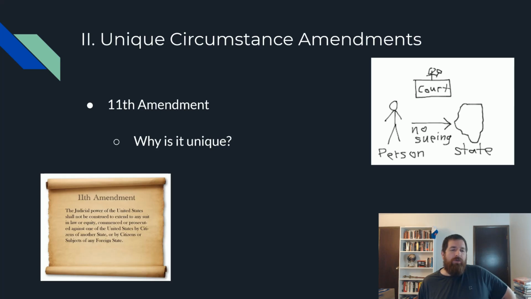So it's unique because it is the only amendment that changes federal jurisdiction. Specifically, it reduces federal jurisdiction. The word jurisdiction is something we'll get into more down the road, but essentially it means the cases that the federal courts can hear. So this amendment reduces the type of cases that can be heard by federal courts.